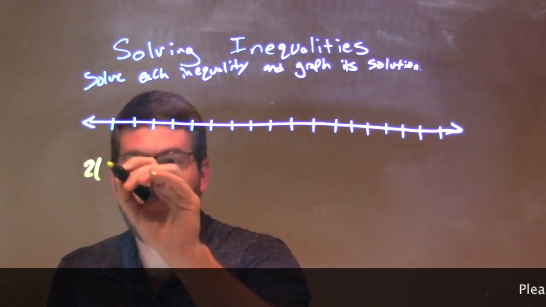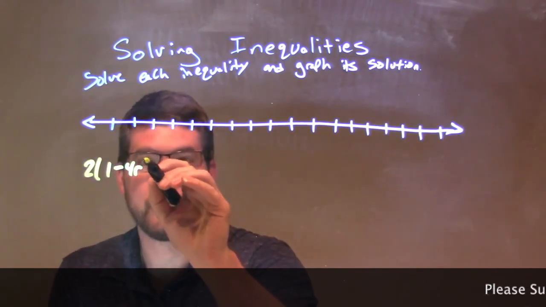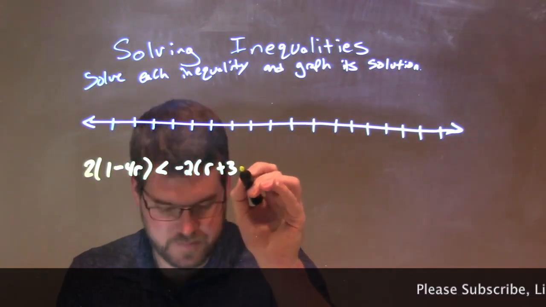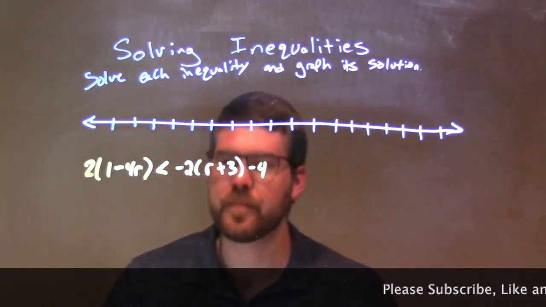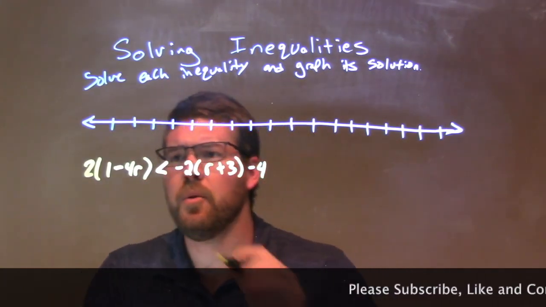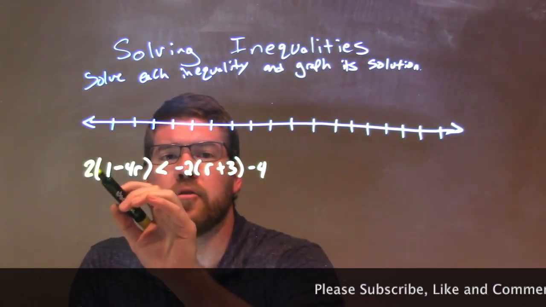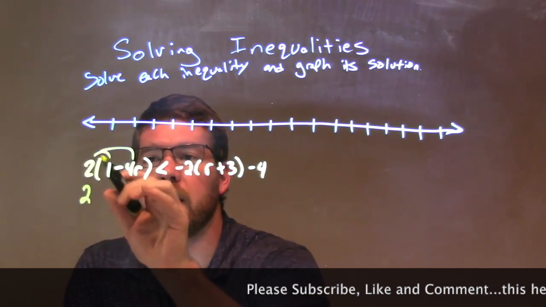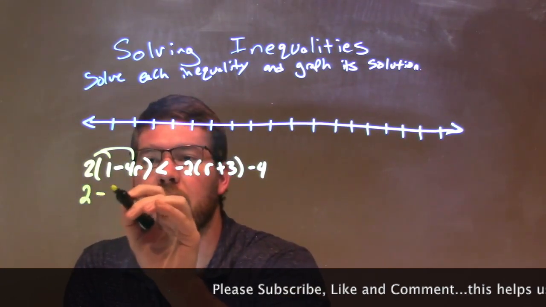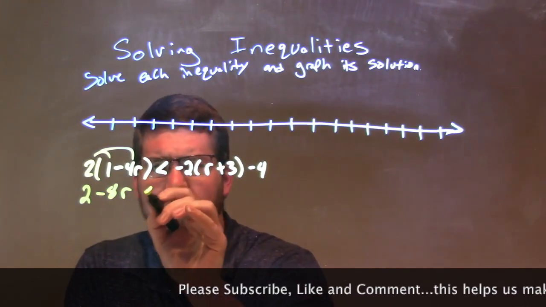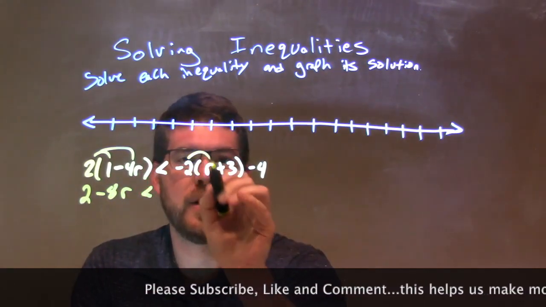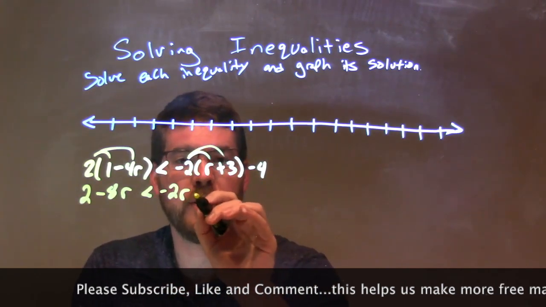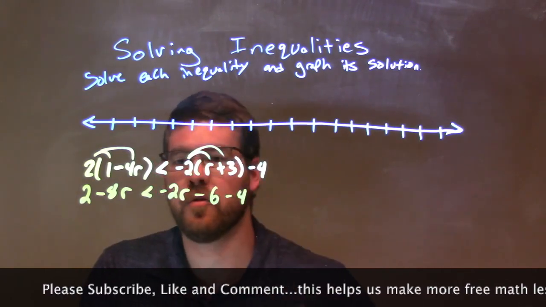2 times 1 minus 4r is less than negative 2 times r plus 3 minus 4. All right. So what I want to do here now is distribute on both of these sides. So distribute the 2 across right here. 2 times 1 is 2, and 2 times a negative 4r is a minus 8r. Now we have less than, and distribute this negative 2 across. Negative 2 times r is negative 2r, right? And negative 2 times the positive 3 is a minus 6. And then we have the minus 4 left over here.